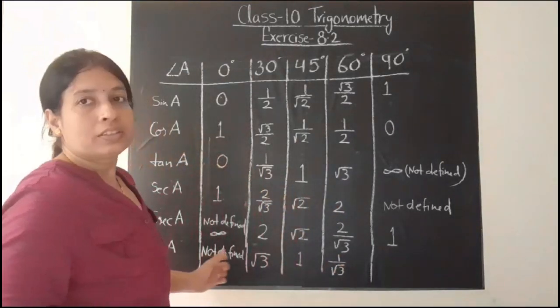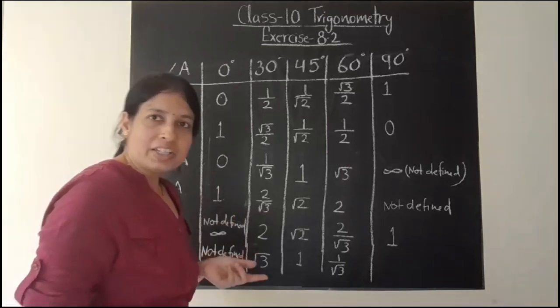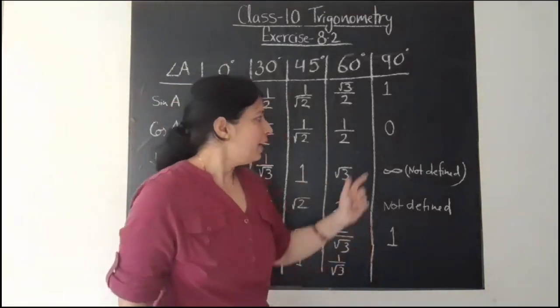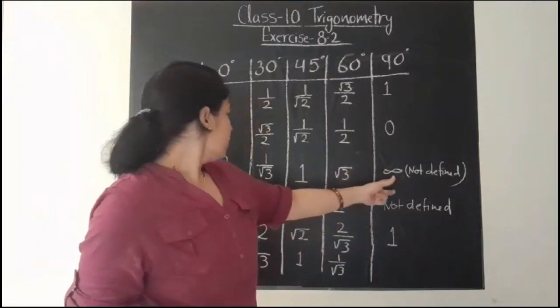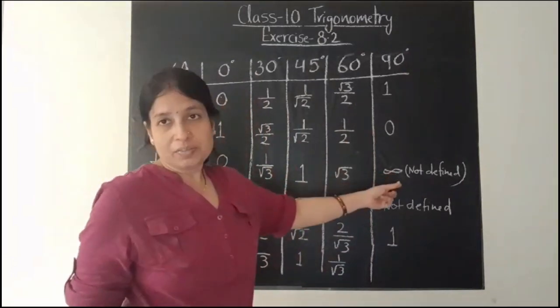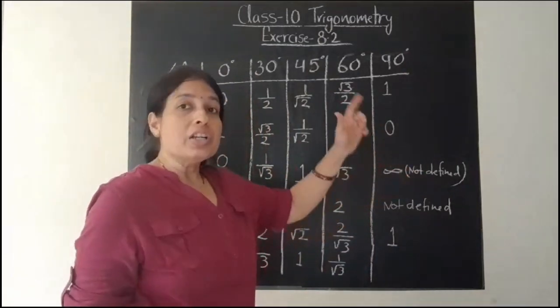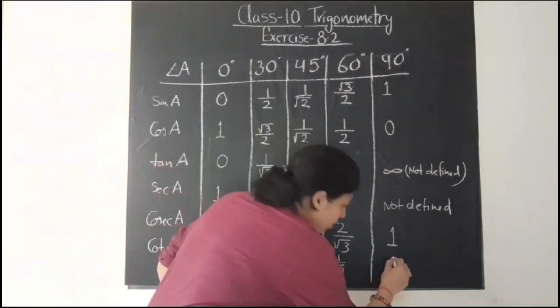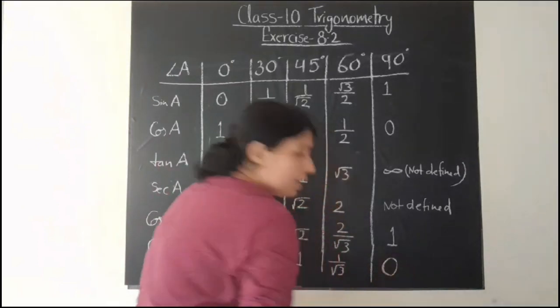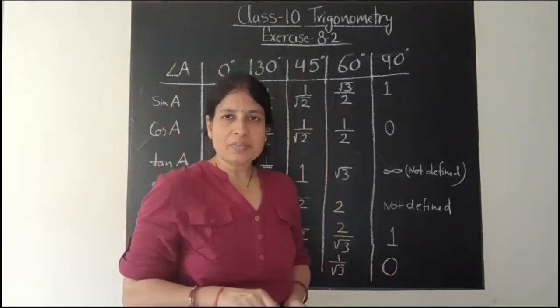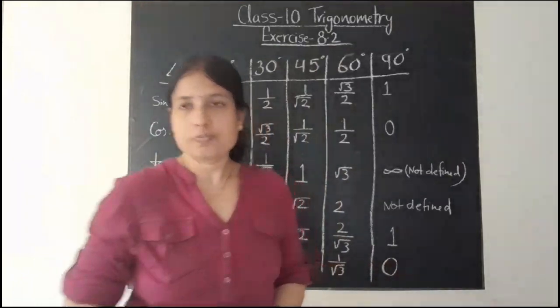Then cot 90 degree. Cot 90 is equal to 1 by tan 90, and tan 90 is equal to infinite, not defined. So you can write here 0. Cot 90 will be 0 because 1 by infinite is equal to 0.